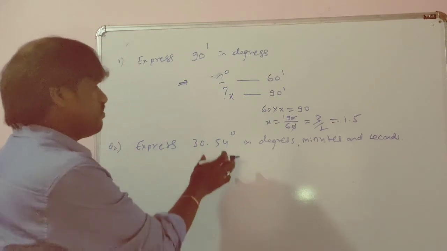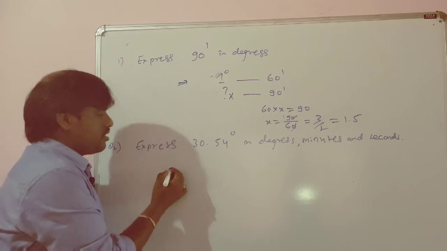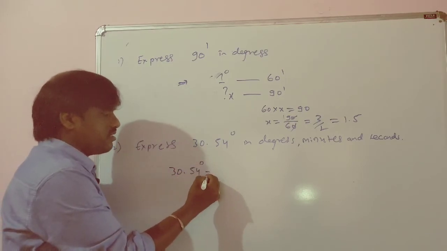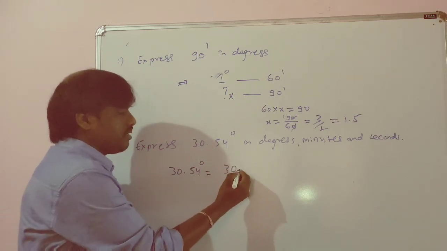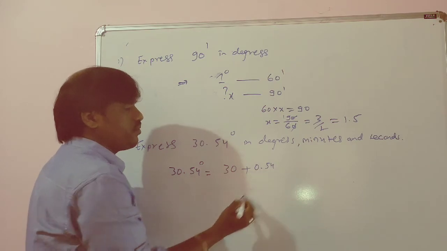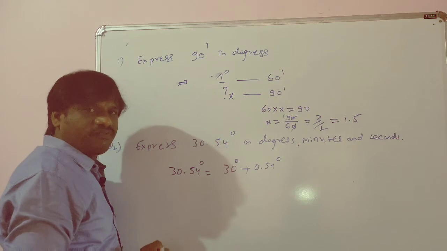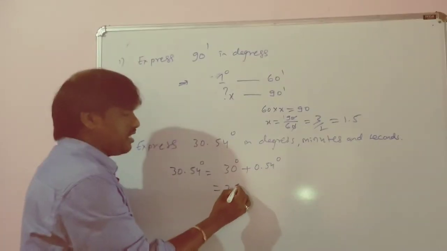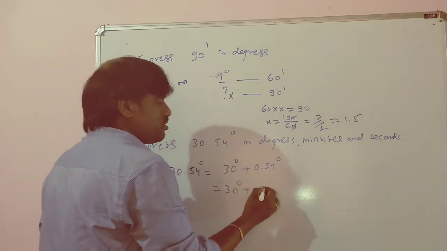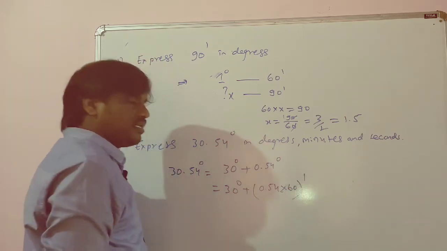Okay, now one more thing: express 30.54 degrees in terms of minutes and seconds. You have to express this in minutes and seconds. So what I do here, 30.54 degrees they have given, this can be written as 30 degrees plus 0.54 degrees. If I want to convert this into minutes, I can do 0.54 into 60.